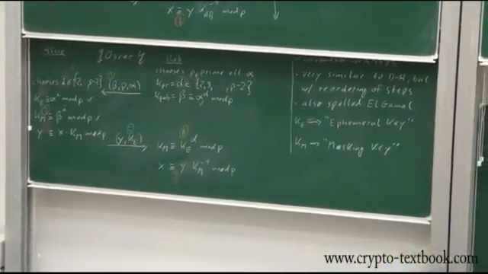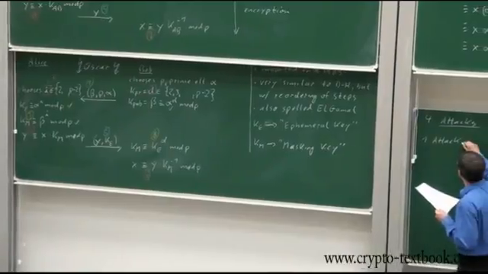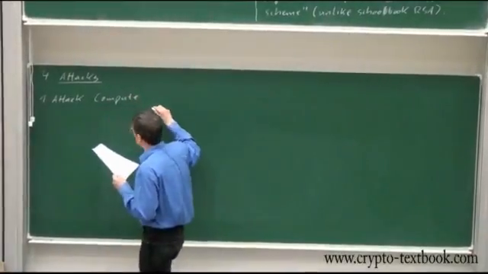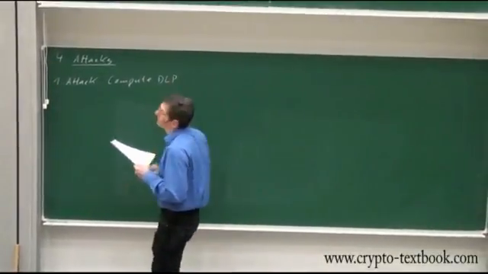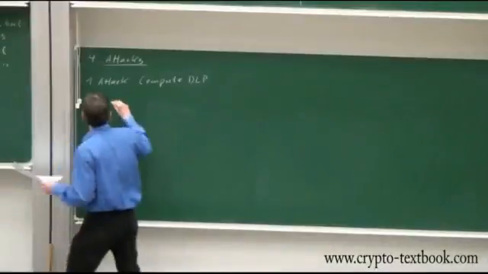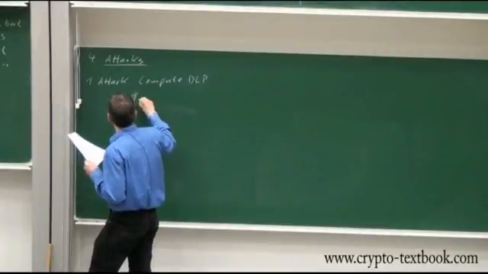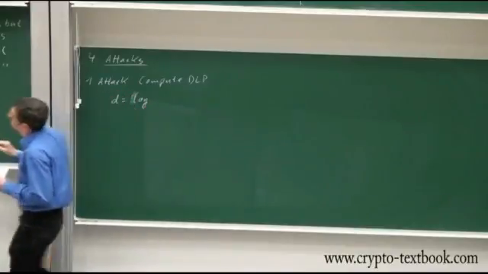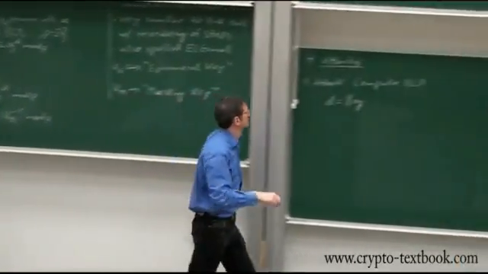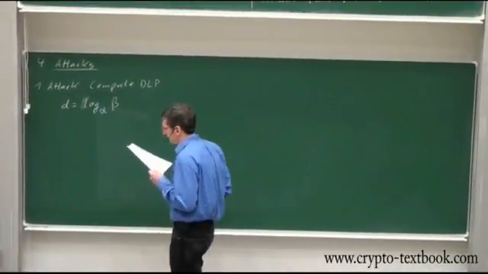So the first attack is to compute the discrete logarithm problem. That means either he tries to compute lowercase d, which is the logarithm of beta to the base alpha.